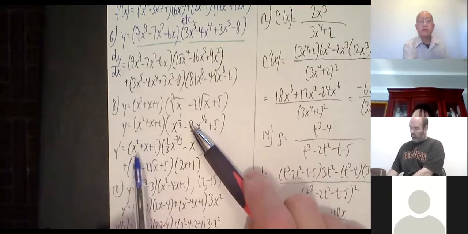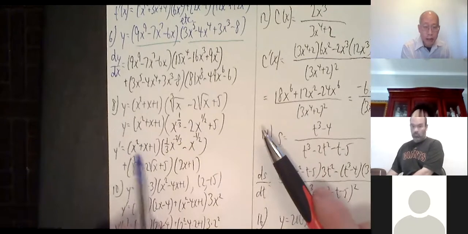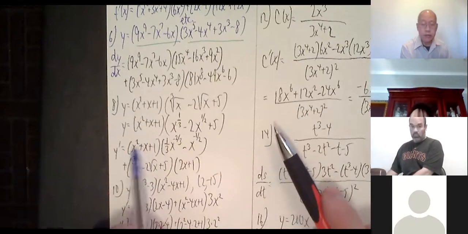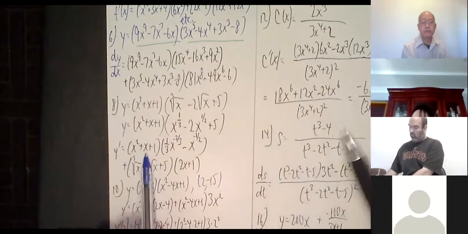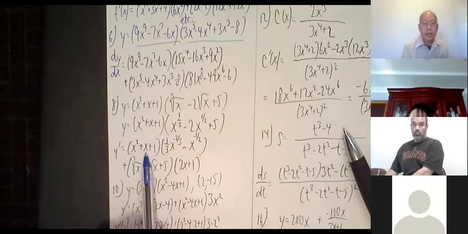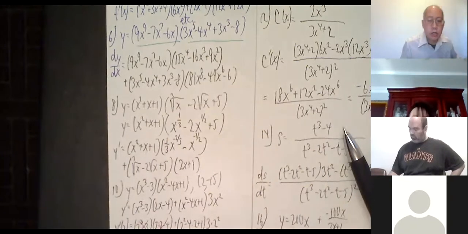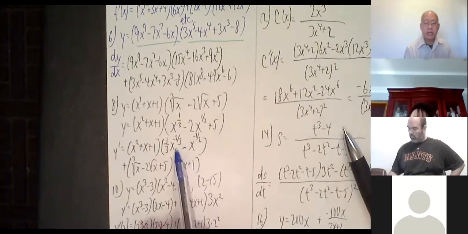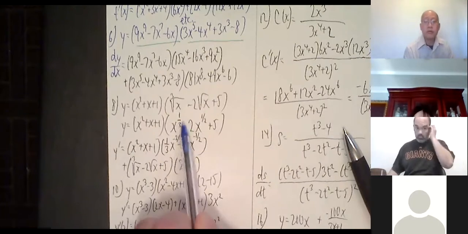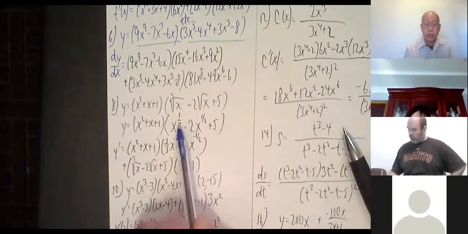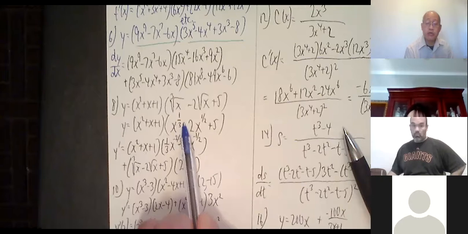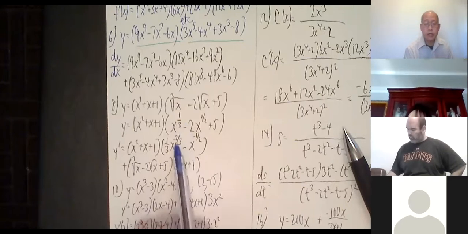All right, here we go. The derivative is you copy the first function. Don't take the derivative of the first function, just copy the first function. X squared plus x plus 1. Then it's times the derivative of the second. The derivative of x to the 1/3. 1/3 comes down. X to the 1/3 minus 1. That's 1/3 minus 3/3, which is negative 2/3.